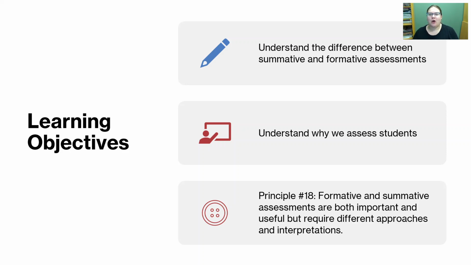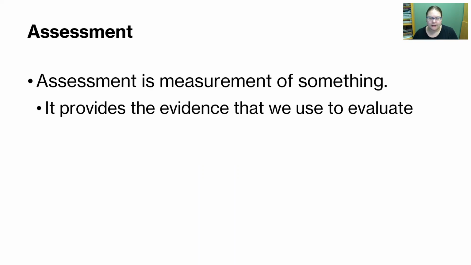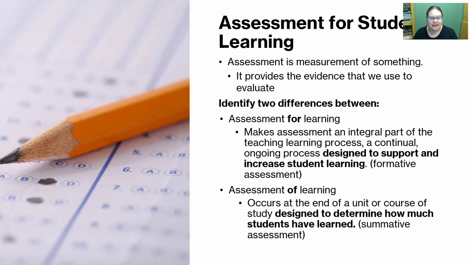So let's talk about what is an assessment. Just do a quick little brief review. All right. So when we talk about an assessment, remember an assessment is the measurement of something. And when we are measuring something, this is going to provide us evidence that we use to evaluate if learning took place. So last time around, we ended with identifying the two different types of assessment for student learning. So we had assessment for learning, but we also had assessment of learning, all right?